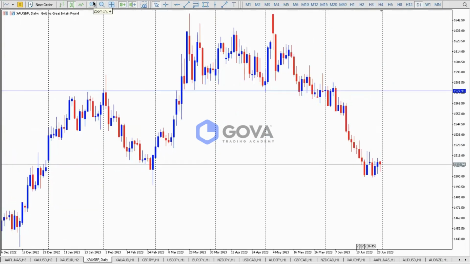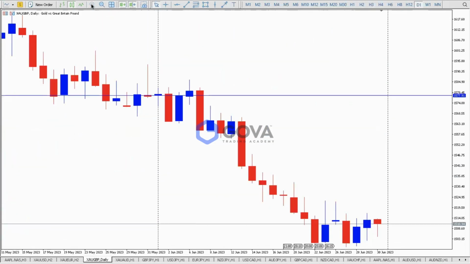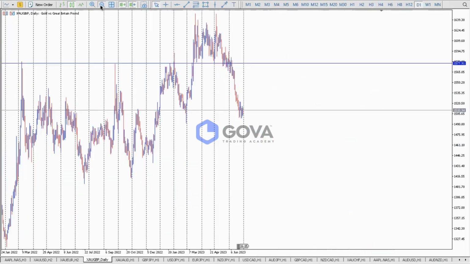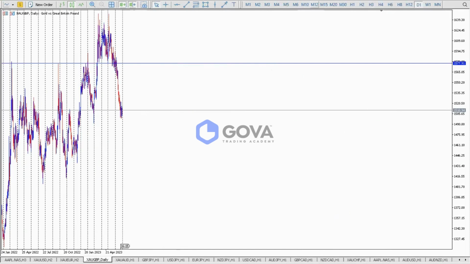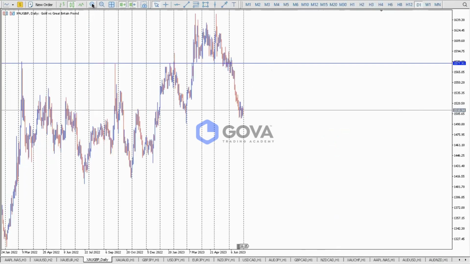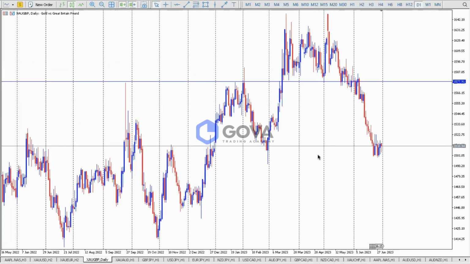This is not a normal size. However, this is the normal size your candlestick should be. Yeah, this is the normal size.